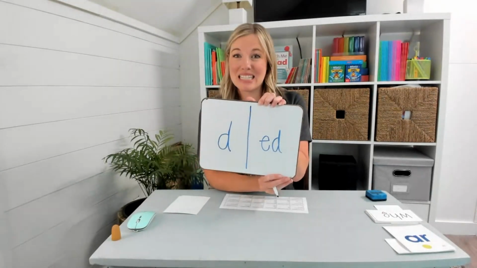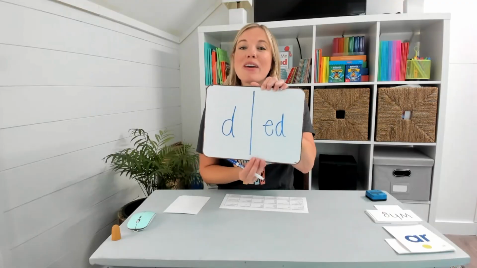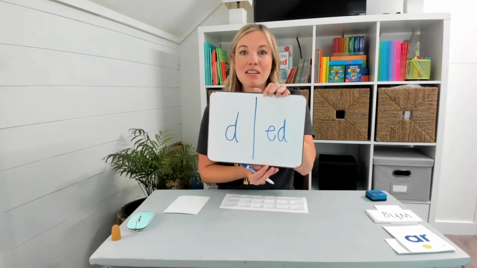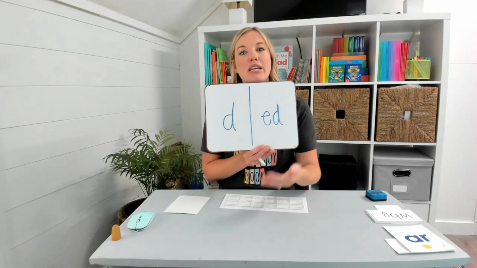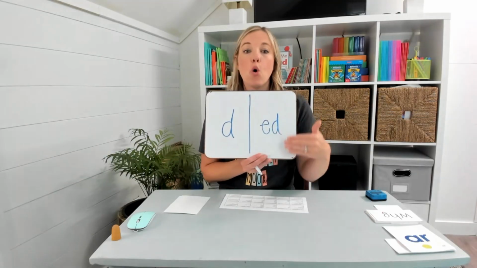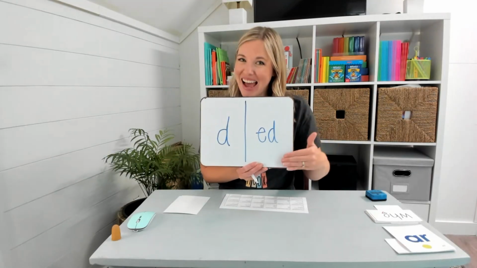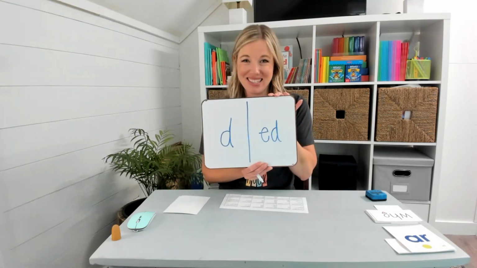Okay, so let's see if you got it. D can spell D, but also ED can spell D at the end of a word sometimes. And that's tricky for us, but we have to remember we can spell D with D or ed if it's in the past tense at the end of a word as a suffix.